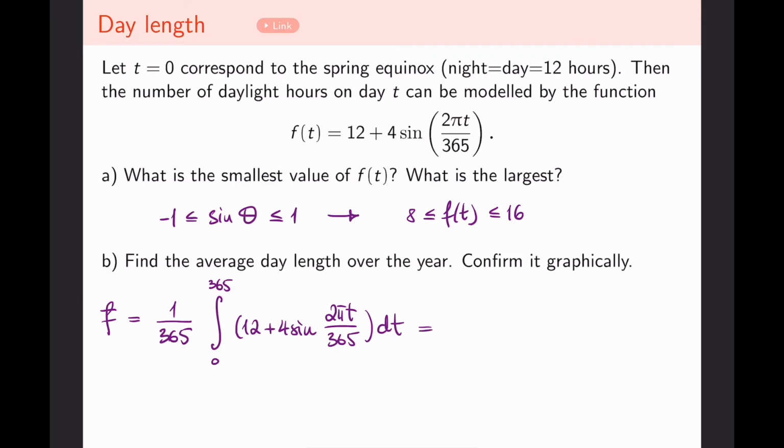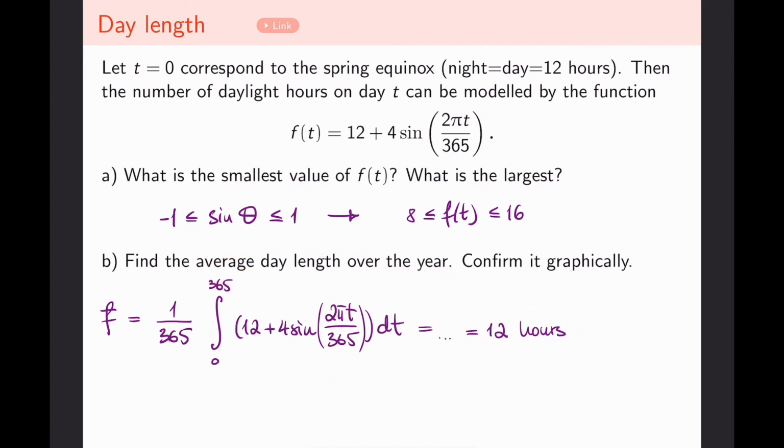Now, these computations are not terribly insightful, and you're going to have to play a little bit with making sure that you take the antiderivative of this sine with this big argument in it correctly. But the computations in the end give the value of 12 hours. So what that means is that the average day length over the course of the year is actually 12 hours.